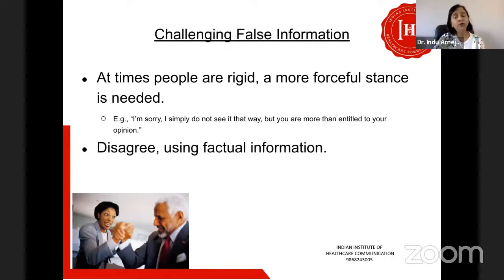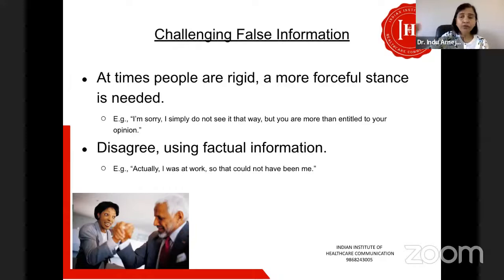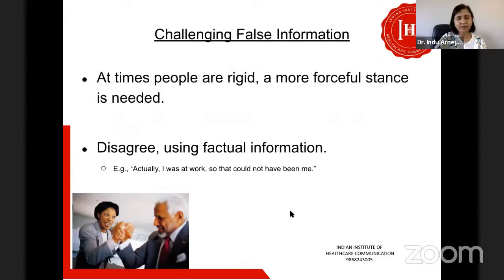Then again, when you are disagreeing, make sure that you use factual information to disagree. When you have factual information to disagree with the person, naturally the person will feel that what you're saying is not just hearsay, but that you have evidence to showcase. For example, if the person says that you were the one whom I talked to, and you say, sorry, I was at another place, so it couldn't have been me, it could be some other person. That's how you can show them the evidence. Okay.